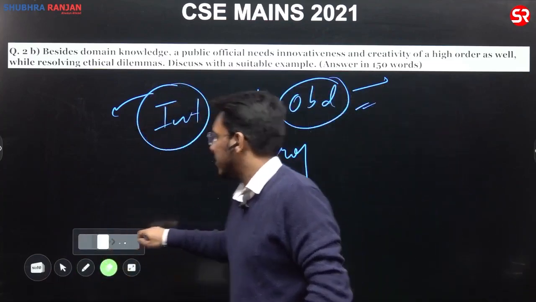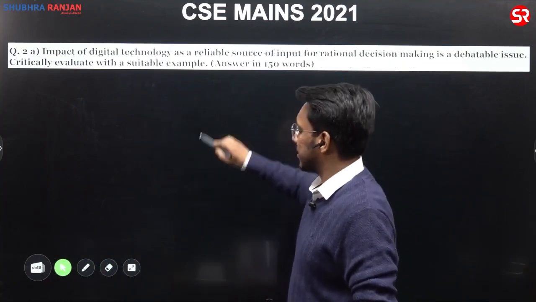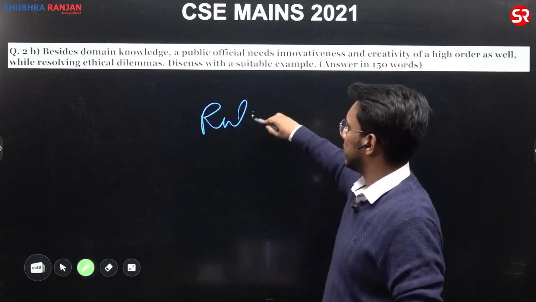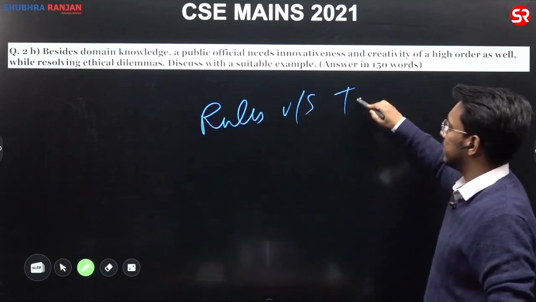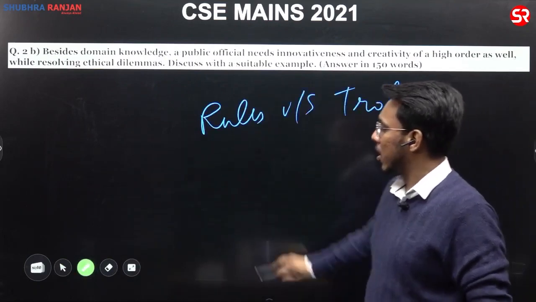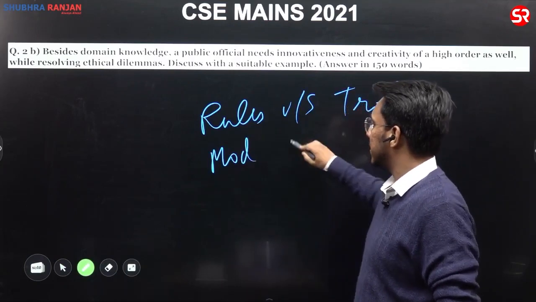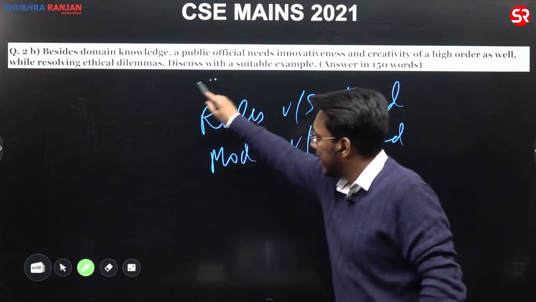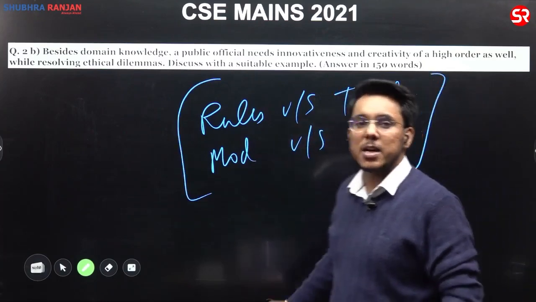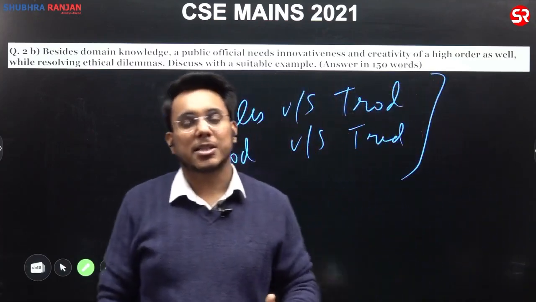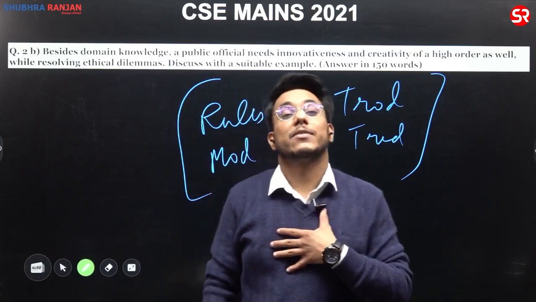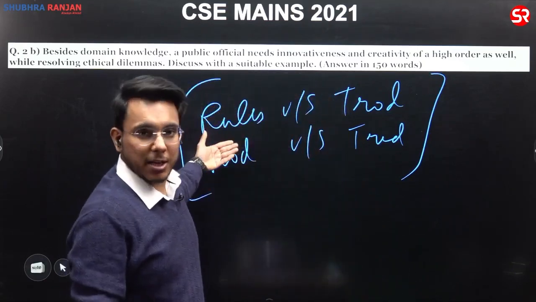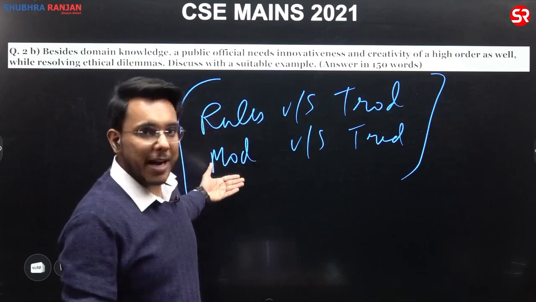And then the last one I want to give you here is rules versus tradition, or modernity versus tradition. In this direction, you can see that child marriages are there. When child marriages are going on, certain communities say that this is our tradition. Clear? But what is the rule? Child marriage cannot be done. What is modernity? Child marriage cannot be done.